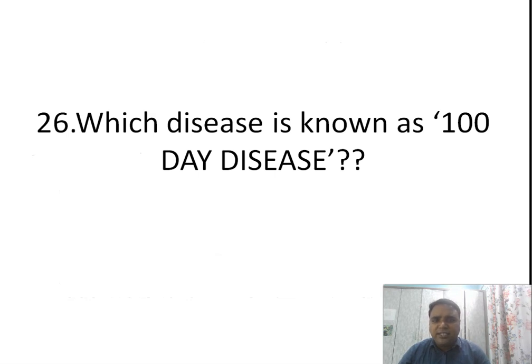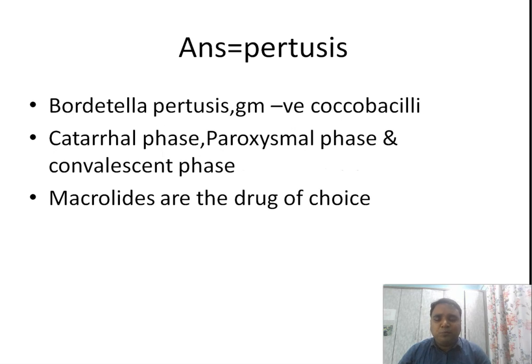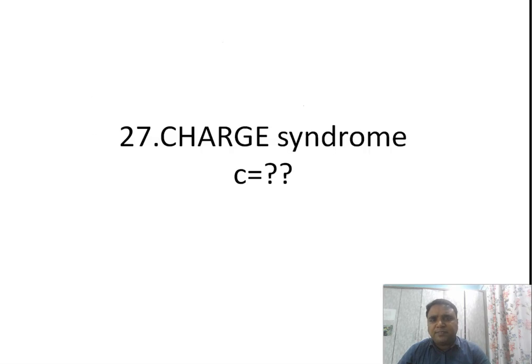Next, which disease is known as the 100-day disease? The answer is interesting. That is pertussis. Pertussis is known as the 100-day disease. It was named by the Chinese people. To know something, Bordetella pertussis is the causative agent. It is a gram-negative coccobacillus. The disease is divided into catarrhal phase, paroxysmal phase, and convalescent phase. The drug of choice is the macrolide group, like erythromycin and azithromycin. These are the drugs of choice for pertussis.